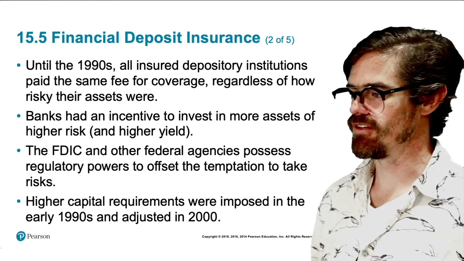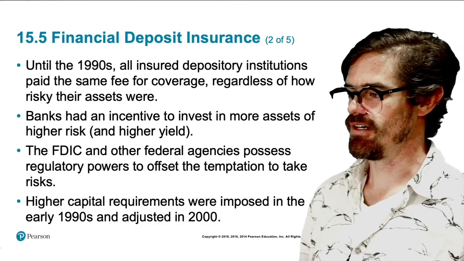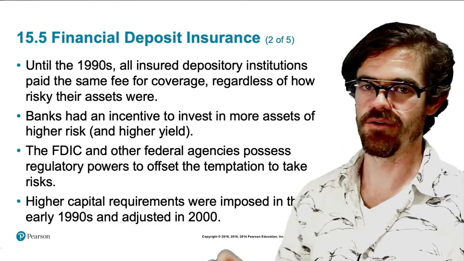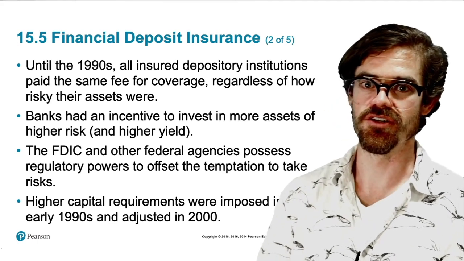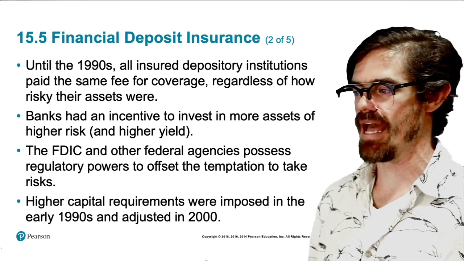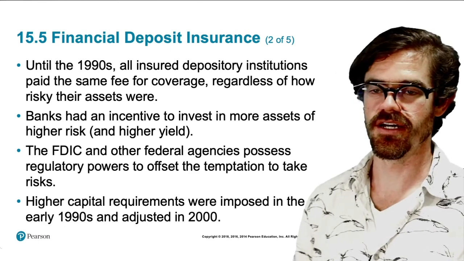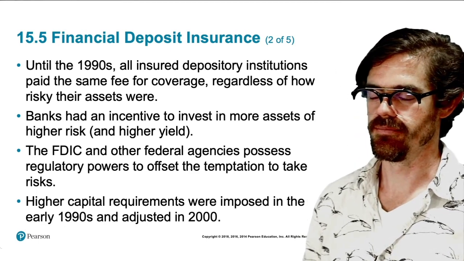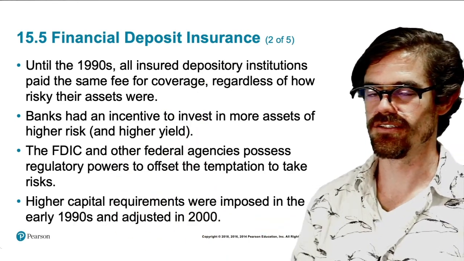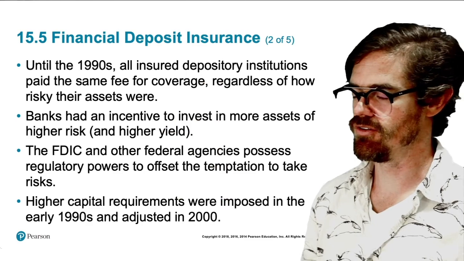And the FDIC and other federal agencies basically took that incentive away and said, all right, if you're going to be riskier, then you're going to pay higher premiums, right? And so higher capital requirements were imposed in the early 90s and 2000s, which is why the uptrend in the 80s came back down in the early 90s.